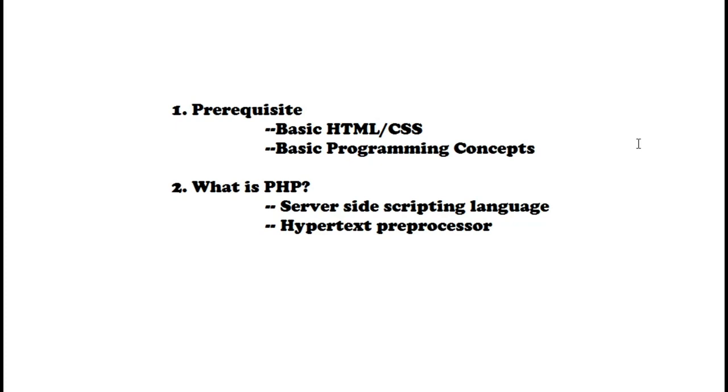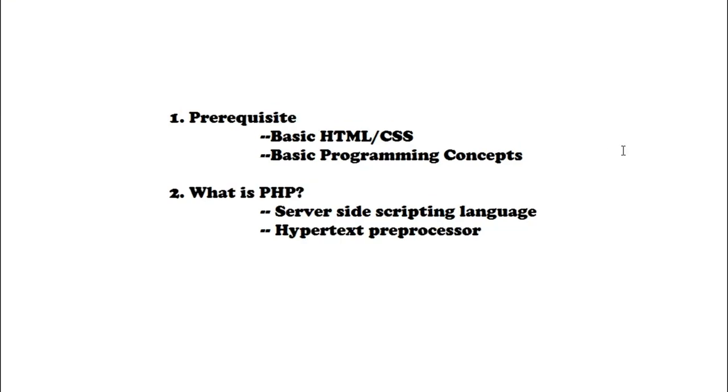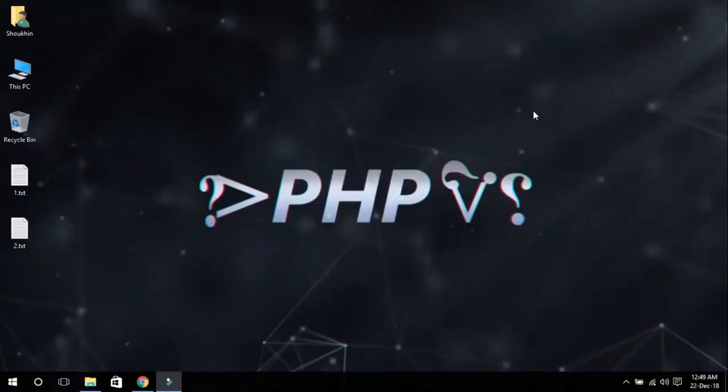What is PHP? PHP is a programming language that allows web developers to create dynamic content that interacts with databases. In a word, it's a server-side scripting language. PHP is basically used for developing web-based software applications. PHP originally stood for Personal Homepage, but now it stands for Hypertext Preprocessor as a recursive acronym.